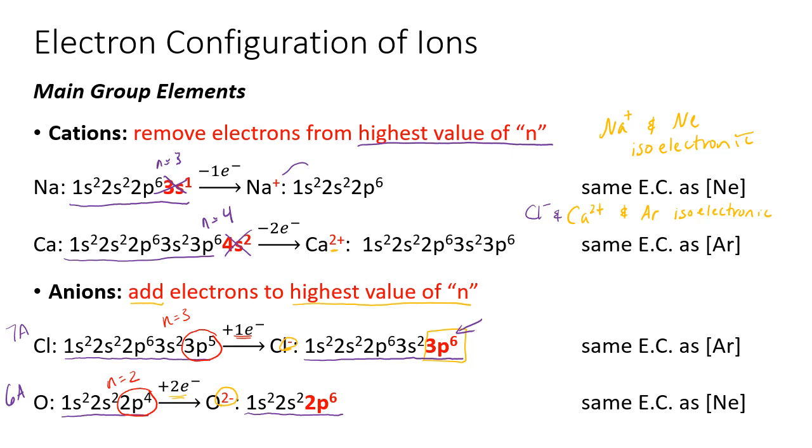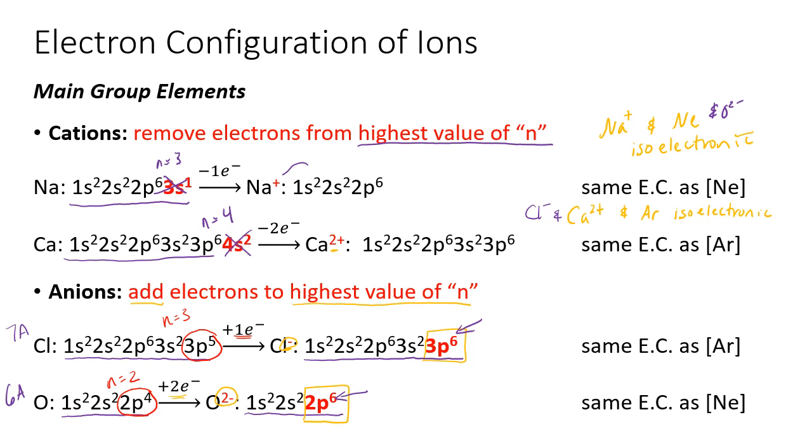So where did those electrons go for an anion? They went in the highest value of n, where there was space to fit those electrons. So we went from 2p4 to 2p6. We added 2 electrons to that 2p subshell that was not full, and now it is full. And the oxide ion has the same electron configuration as neon. So it's also isoelectronic with the sodium ion, neon, and O2-.